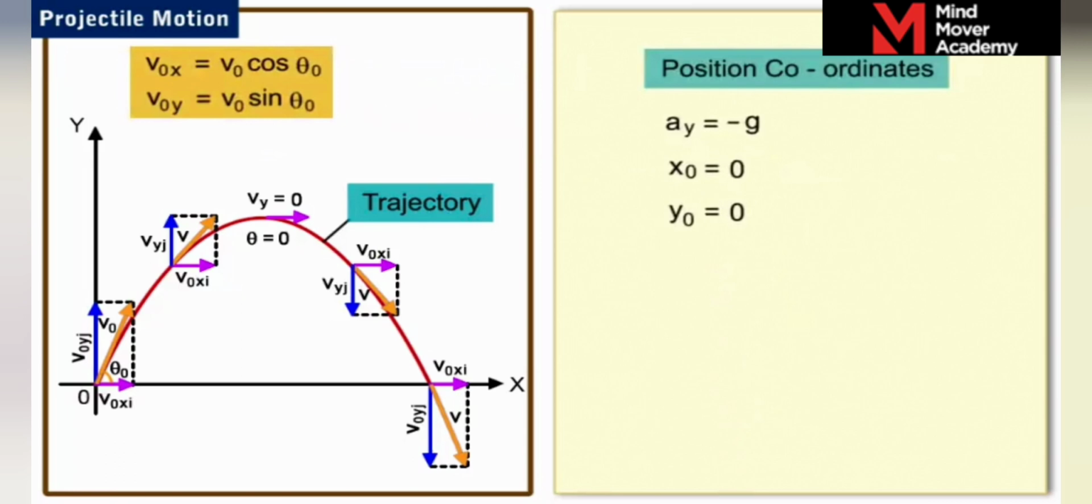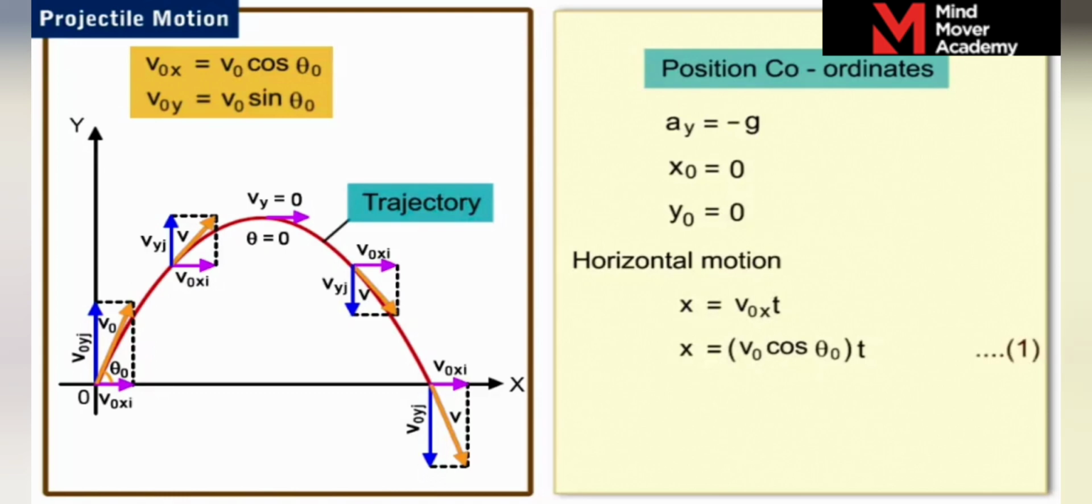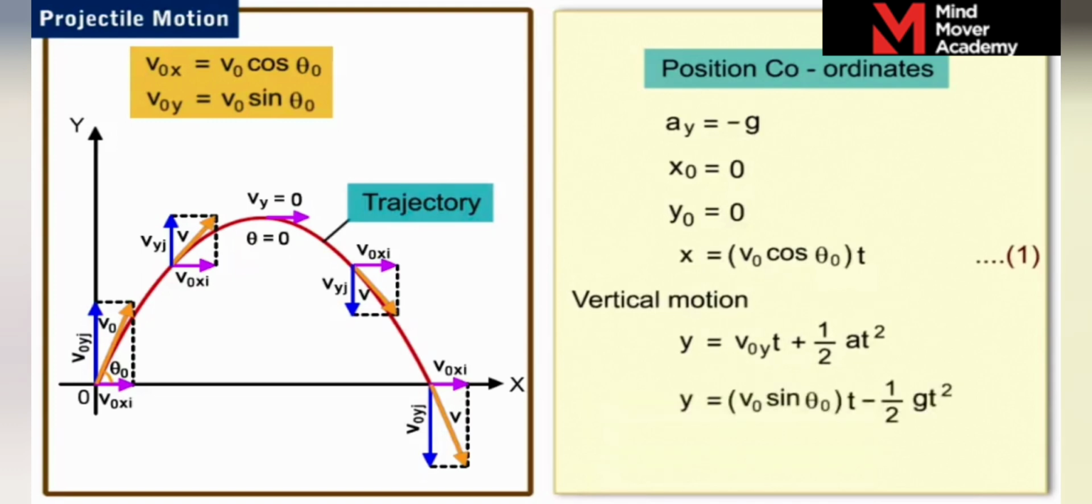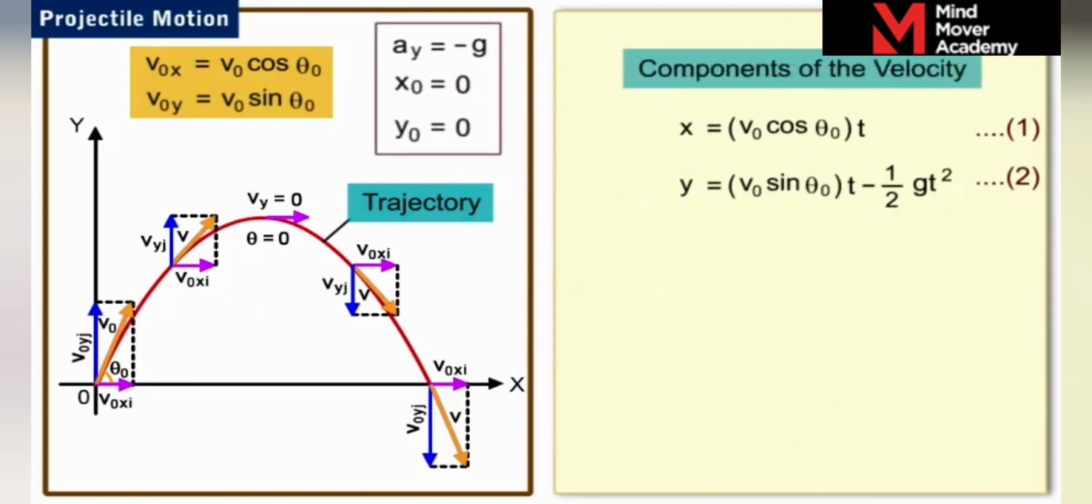Now let's find the position coordinates of the projectile at any time t. Consider the horizontal motion, x is equal to v0x into t. On substitution, we get x is equal to v0 cos θ0 into t. Let this be equation 1. Similarly, vertical motion can be written as y is equal to v0y into t plus half at square. On substitution, we get y is equal to v0 sin θ0 into t minus half gt square. Let this be equation 2. Now we can write the components of the velocity of the projectile at any time t.